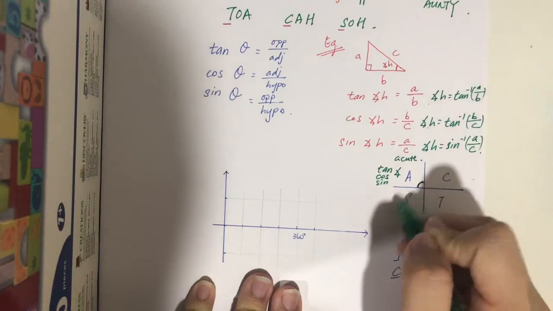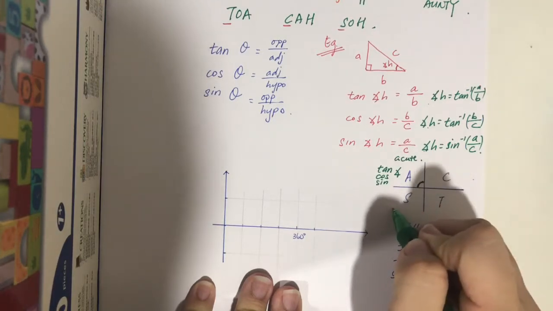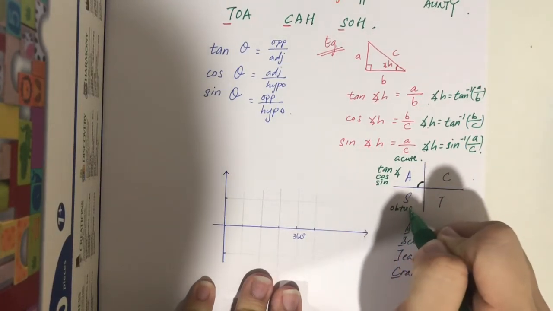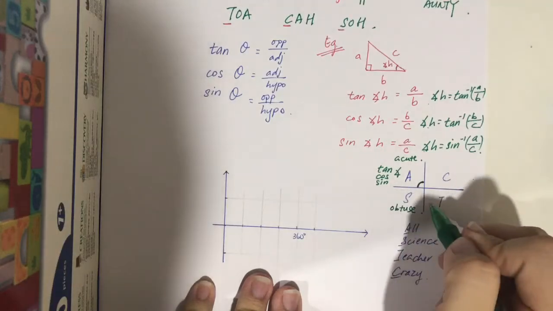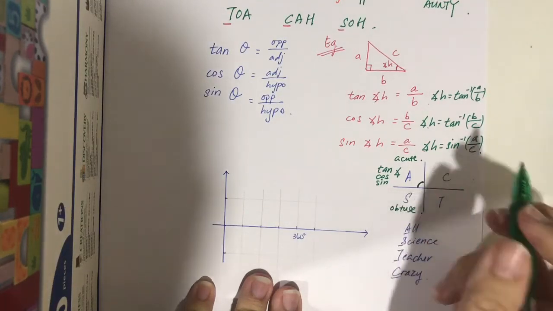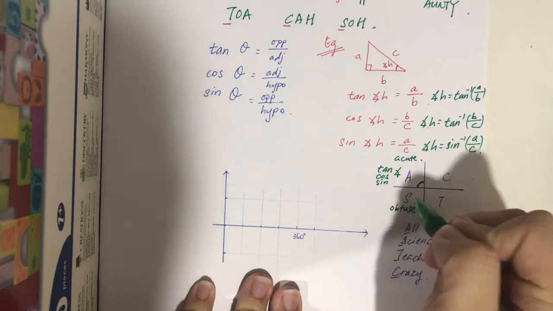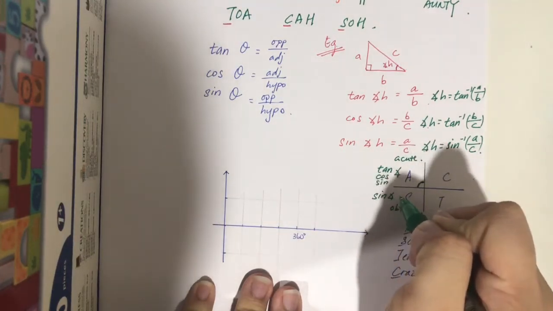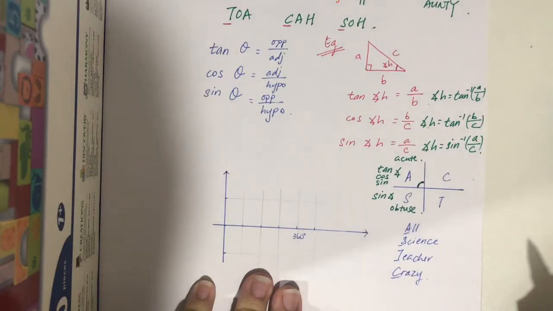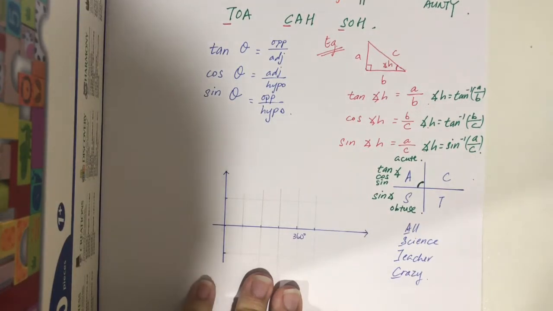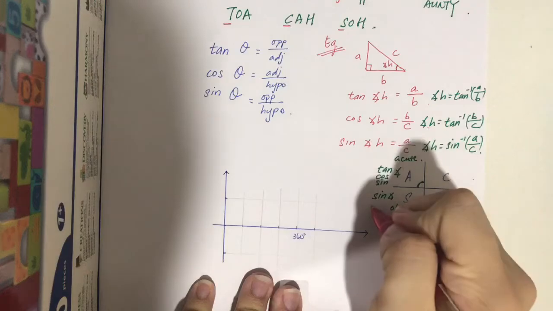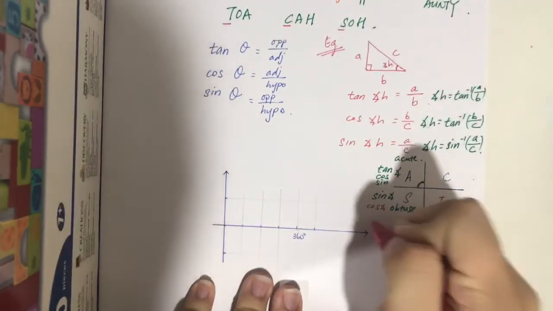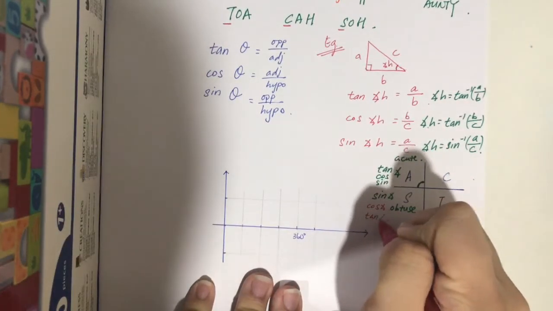Over here meaning to say is an obtuse angle, more than 90, less than 180. Only sine of the angle is positive. The rest are all negative. So cosine is negative, and then tangent is negative.